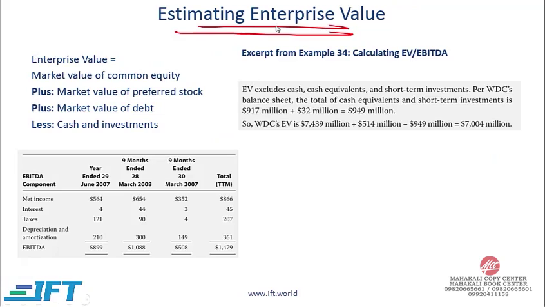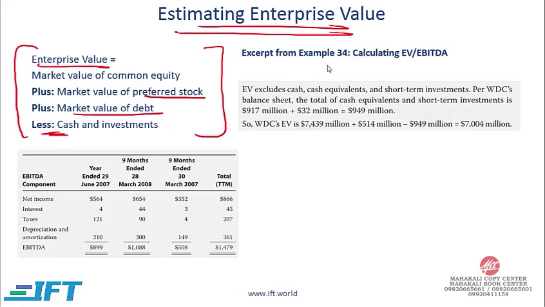So how do we estimate enterprise value? This is a formula that you saw at level 1 and you've seen again earlier in the curriculum. The enterprise value for a firm is the market value of common equity plus the market value of preferred stock plus the market value of debt less any cash and investment. So marketable securities that are not directly part of the operations of the company need to be subtracted to come up with enterprise value. The curriculum gives a long example, example 34, which describes this calculation.